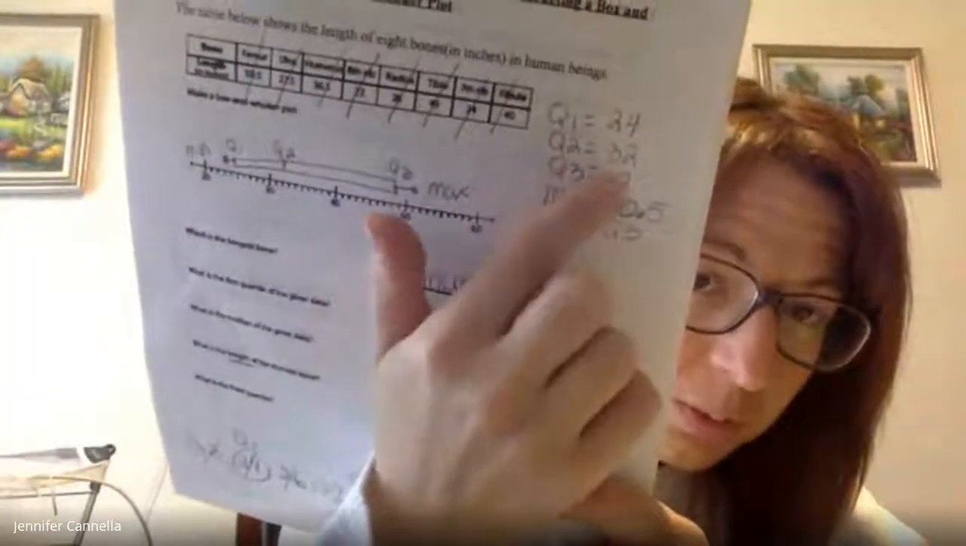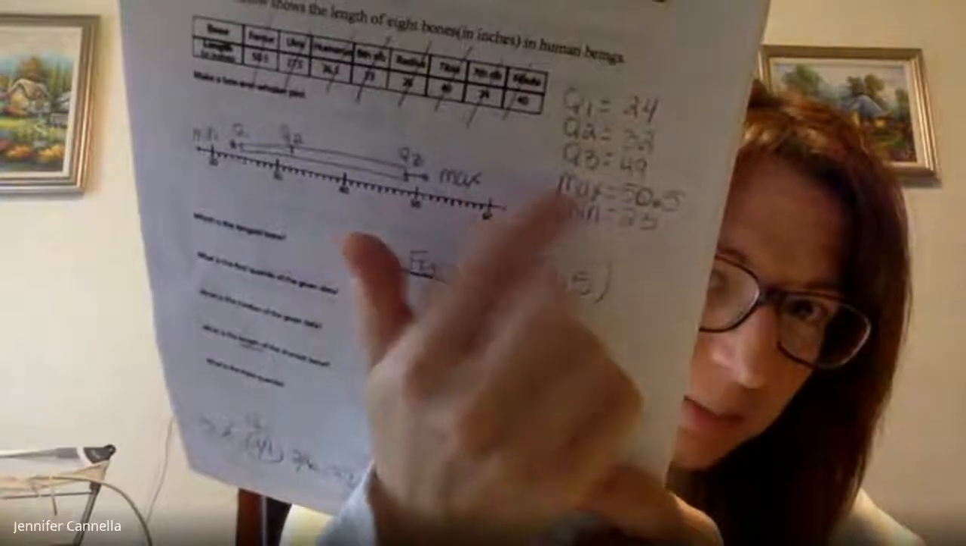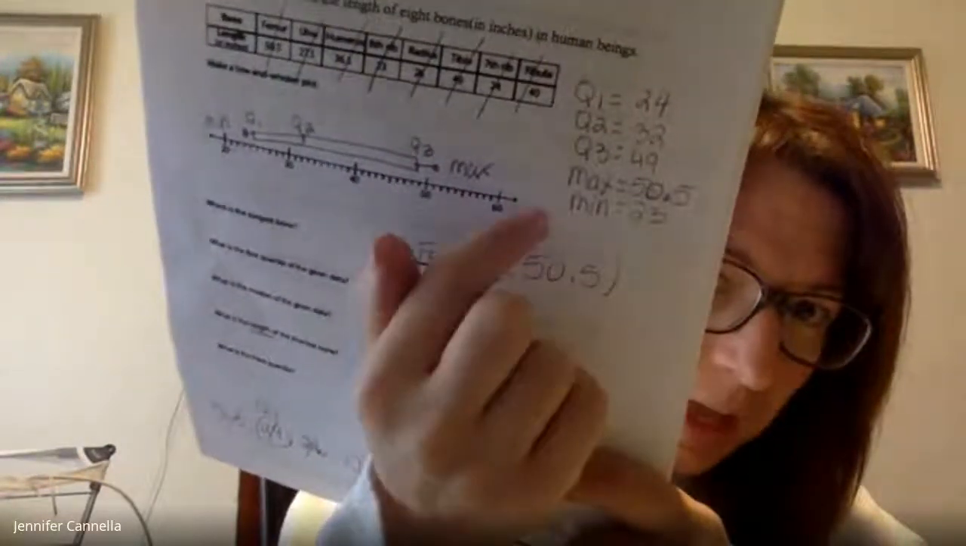All right, I'm just going to help you guys out a little bit because we already went over it. Q1 was 24. We did the work before. Q2 was 32. Q3 was 49. We've already identified the maximum, 50.5, and the minimum, 23. So now we're going to take this information and put it on this plot.